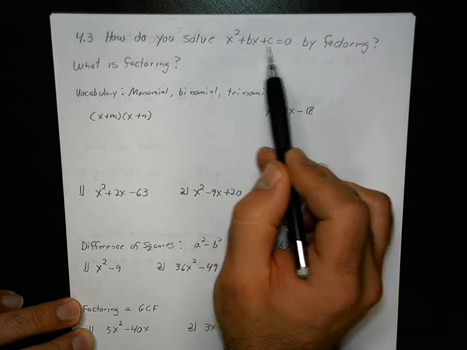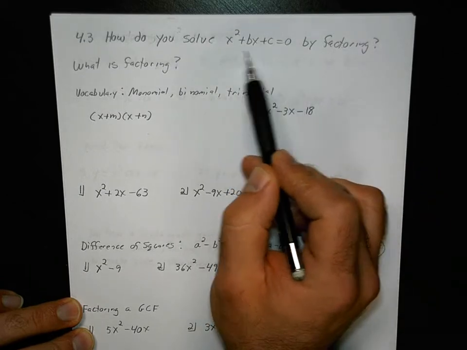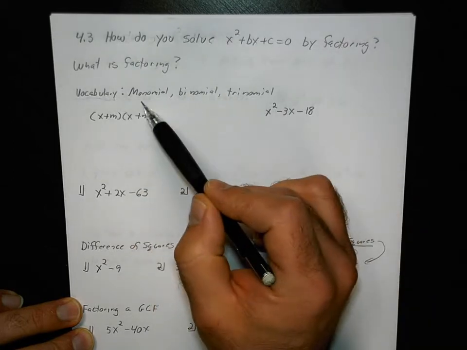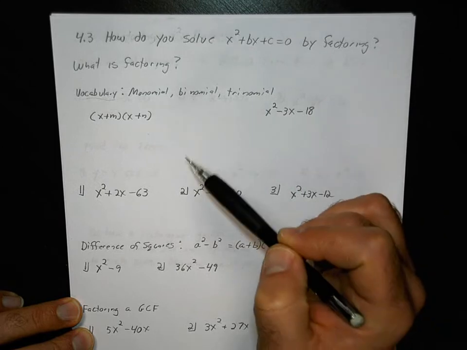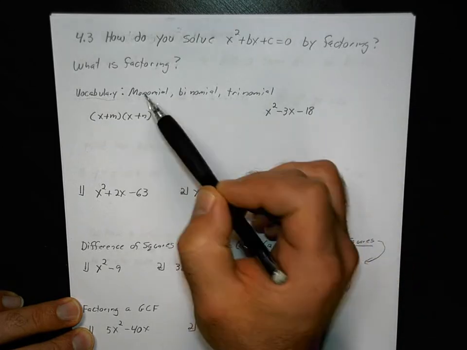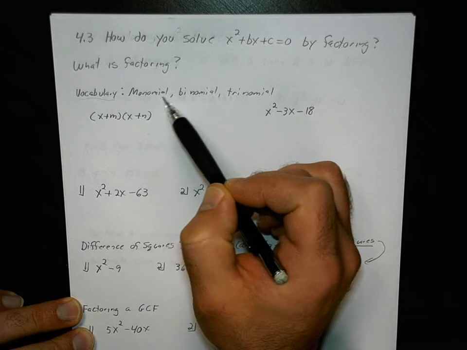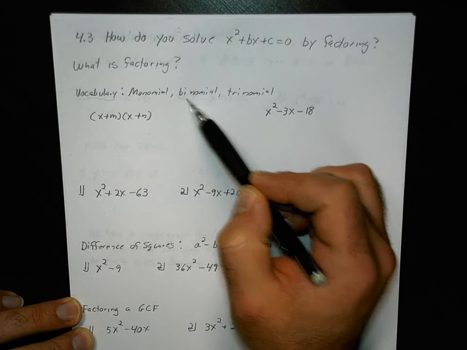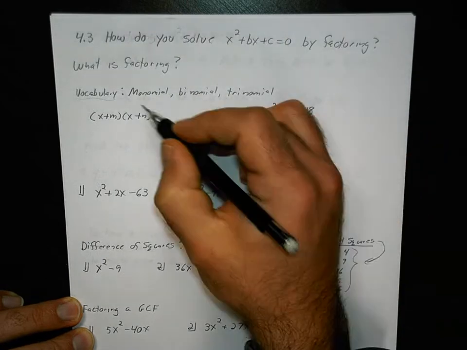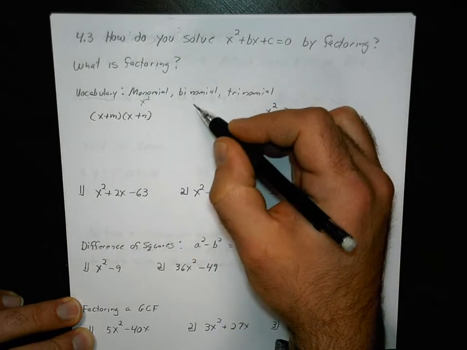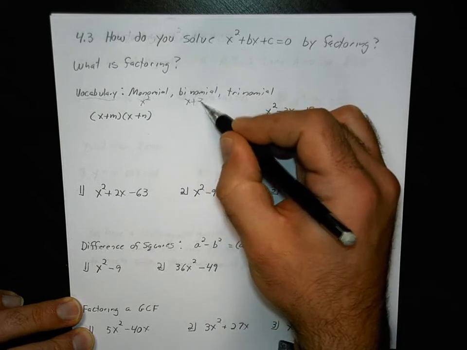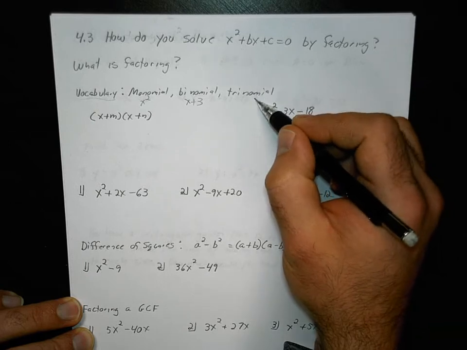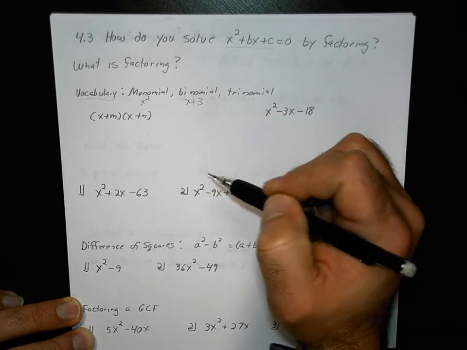We're going to change this, which is addition and subtraction, into a product of binomials. Okay, so little vocabulary here: monomial, binomial, trinomial. You probably have heard that before, but a monomial is one term, like x squared or something like that. A binomial has two terms. A binomial would be two terms, like x plus 3, it has two parts to it. A trinomial has three parts. Okay, so this is a trinomial.